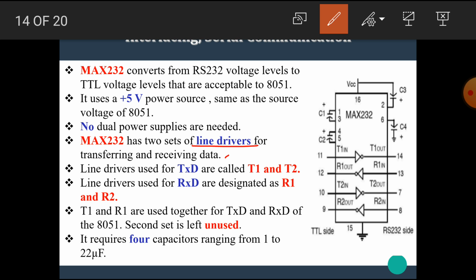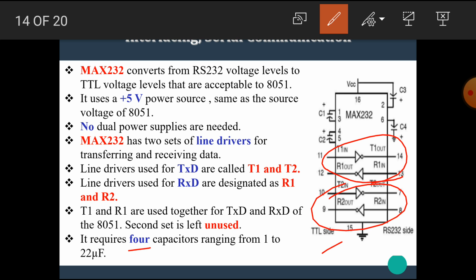The line drivers used for transmitting, that means TxD, are called T1 and T2. The line drivers used for RxD are designated as R1 and R2. T1 and R1 are used together for TxD and RxD of the 8051, and the second is left unused. That means in the first we can use TxD and RxD, and the second is left unused.